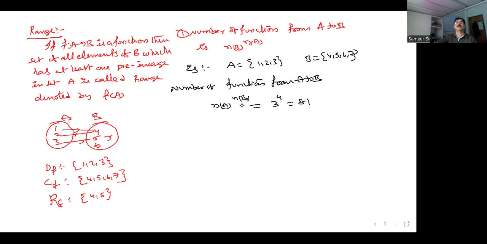Sorry, I think I wrote it a little wrong here. Sorry, guys. N of B, 4 to the power of 3, I have to write. That is N of B to the power of N of A. 4 cubed is 64. Okay, it may happen, right? So the number of functions I discussed. Let me go for the next point.